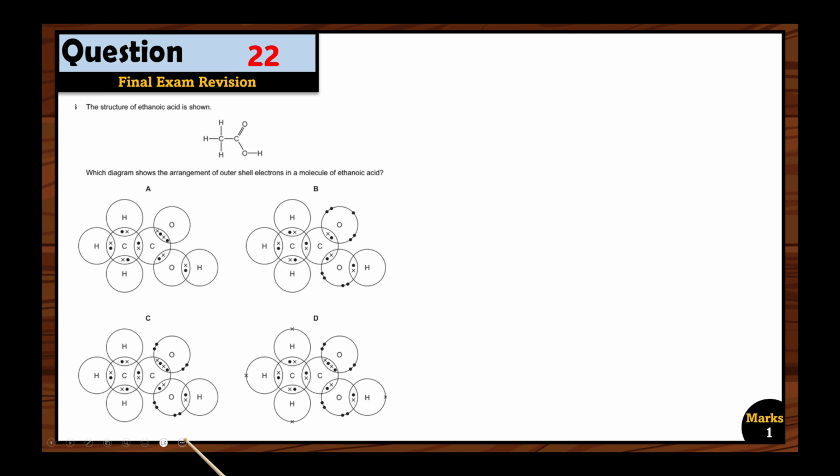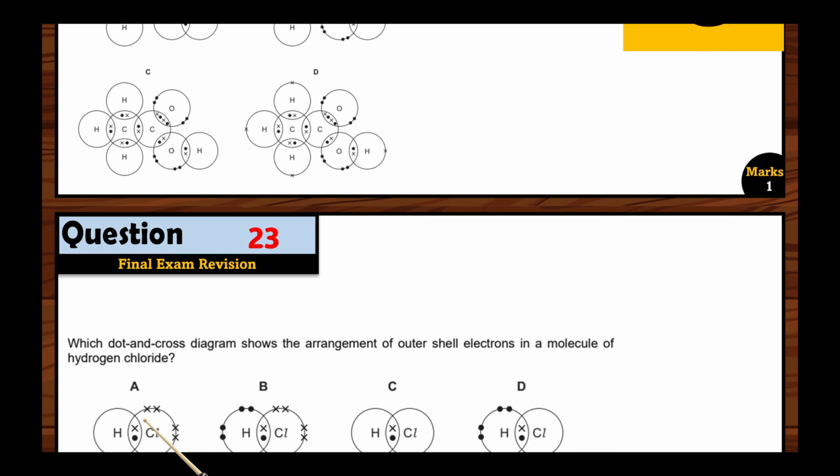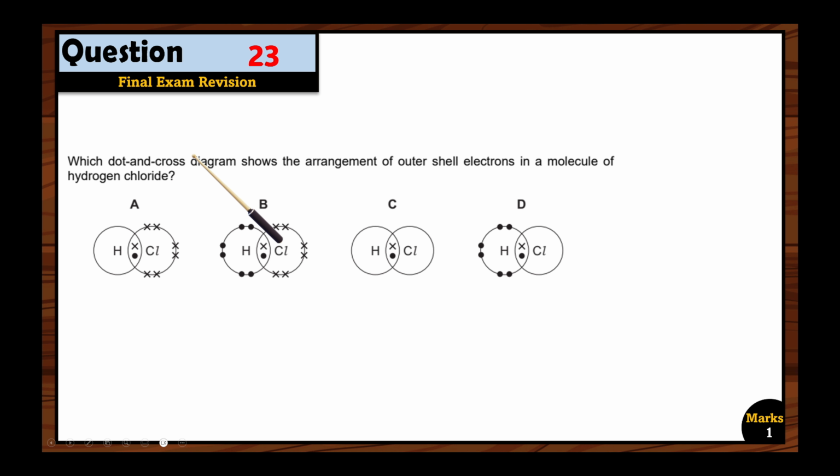They are only shown in this option C. So option C is the right option. Question 23. Which dot and cross diagram shows the arrangement of outer shell electrons in a molecule of hydrogen chloride?